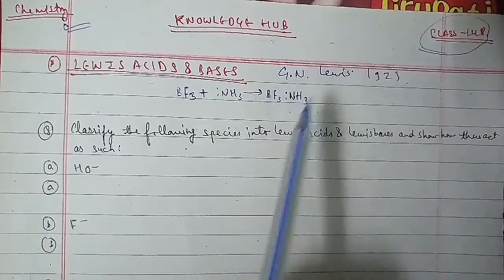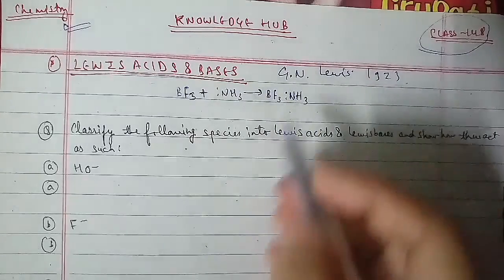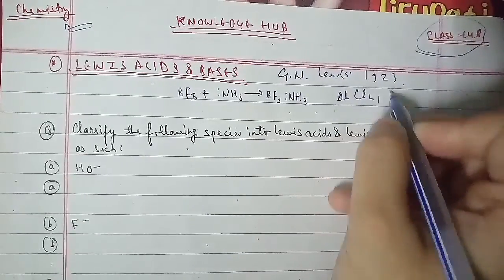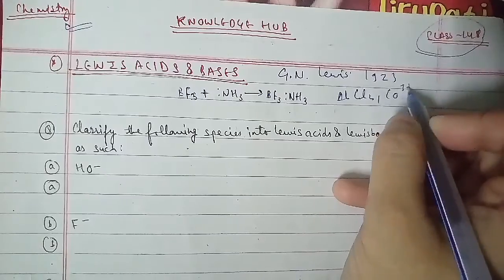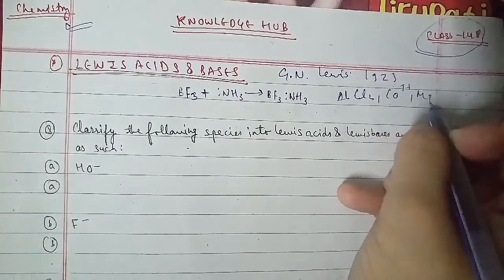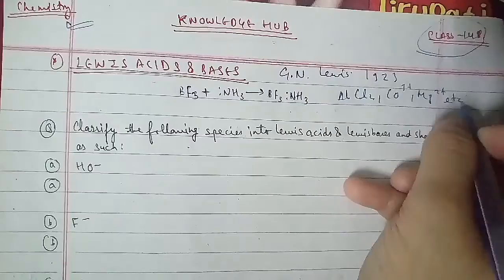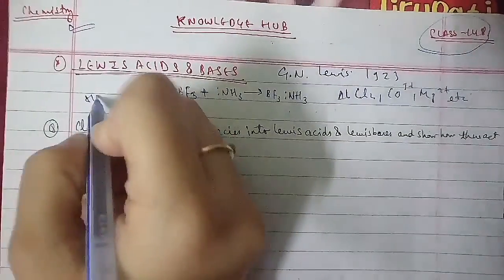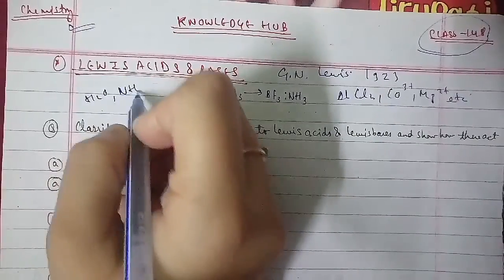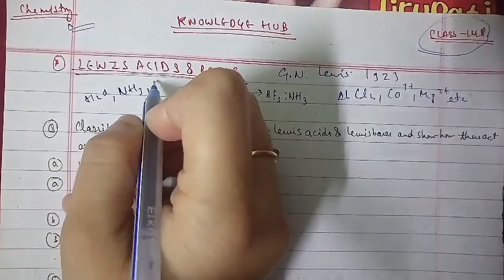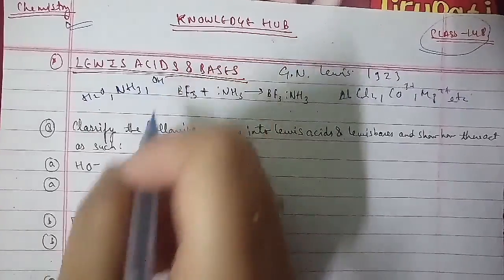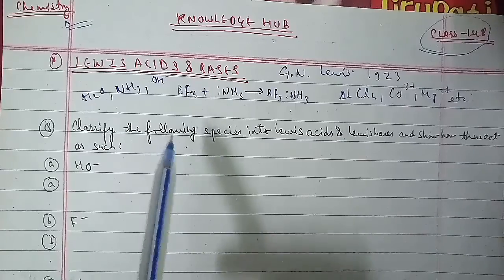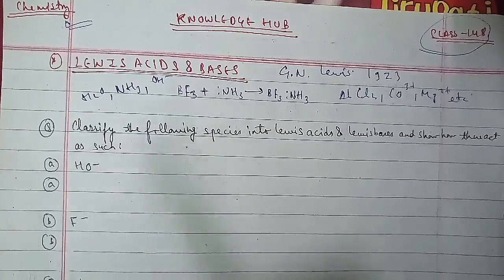AlCl3, carbon monoxide, Mg2+, etc. can act as Lewis acids, while species like H2O, NH3, and OH minus, which can donate a pair of electrons, can act as Lewis bases. These were the Lewis bases and these act as Lewis acids here. You have to understand what the Lewis bases and Lewis acids are in regard to this.